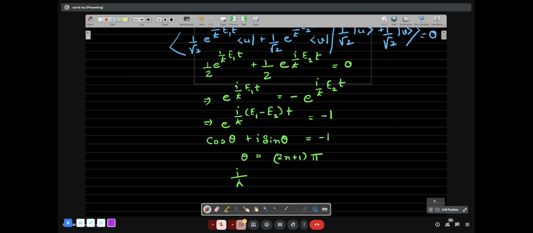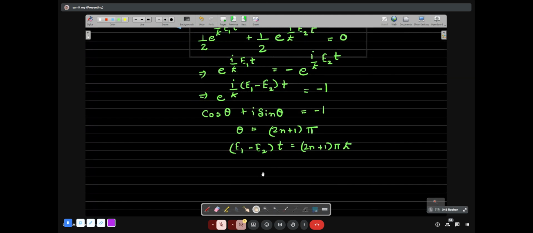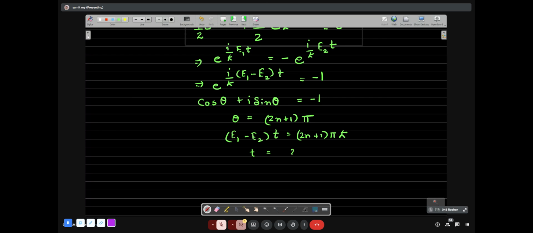The value of theta is, it is e to the power i theta, that is, i by h cut. It will not be iota, sir, correct. This is (e1 minus e2) times t equals (2n plus 1) times pi times h cut. So t equals (2n plus 1) times pi times h cut divided by (e1 minus e2), with n starting from 0, 1, 2 and so on. From here you will find n.